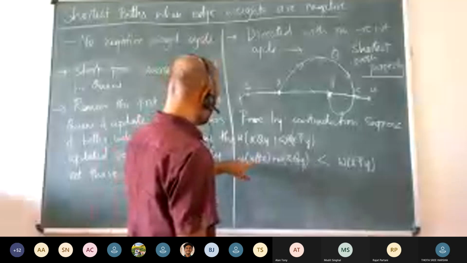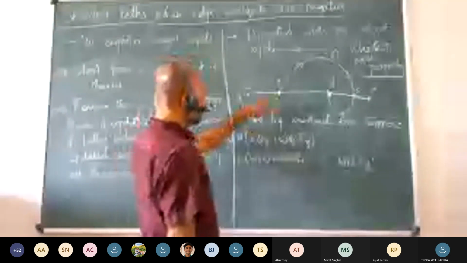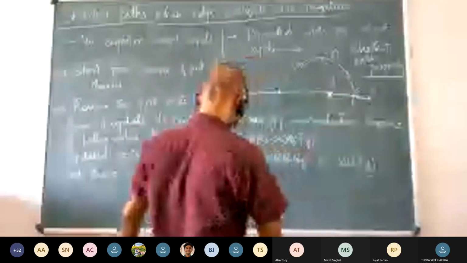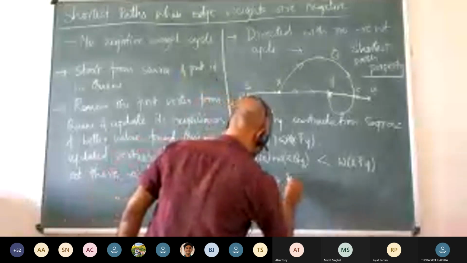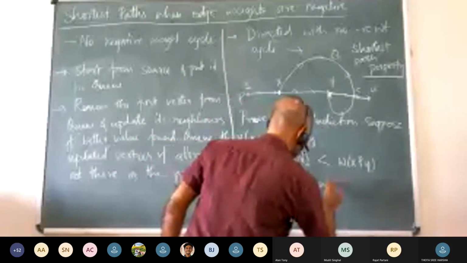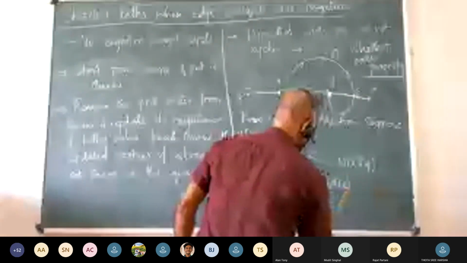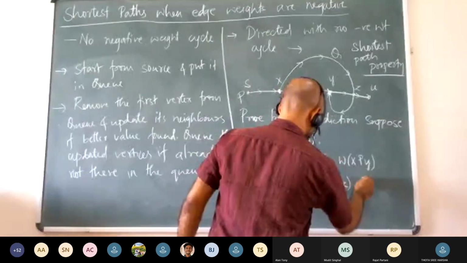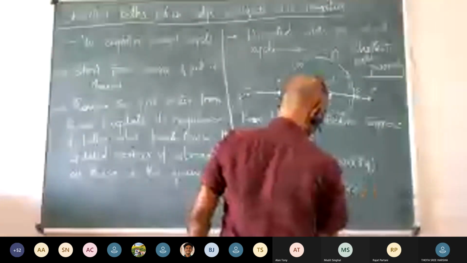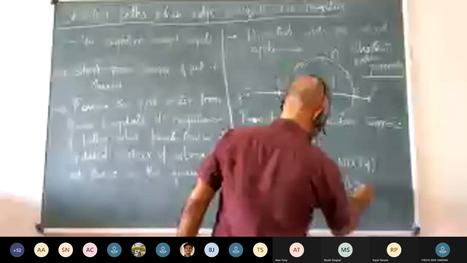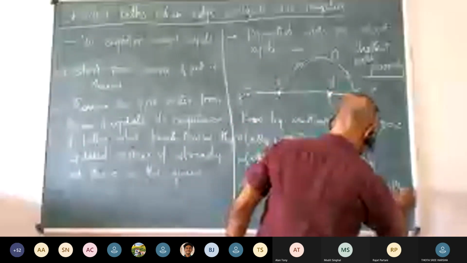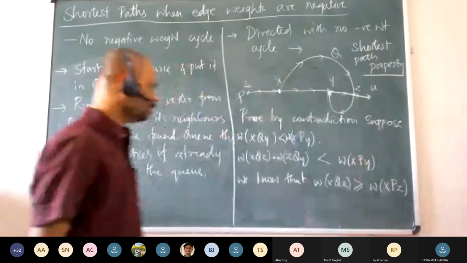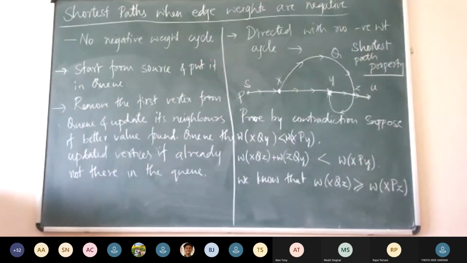XQZ, right? We have this path XQZ. So we know that the weight of XQZ is greater than or equal to the weight of XPZ, right? So why is this?